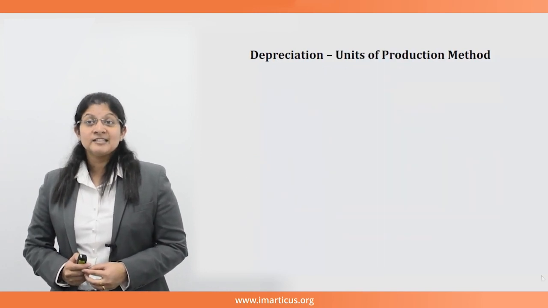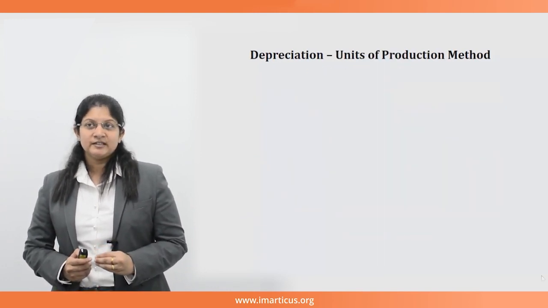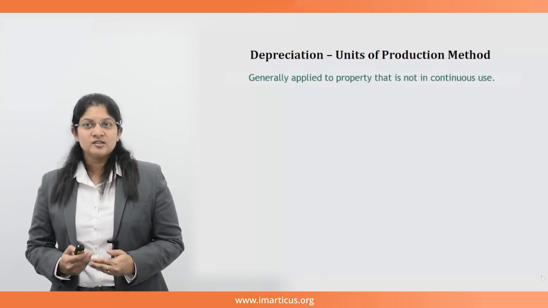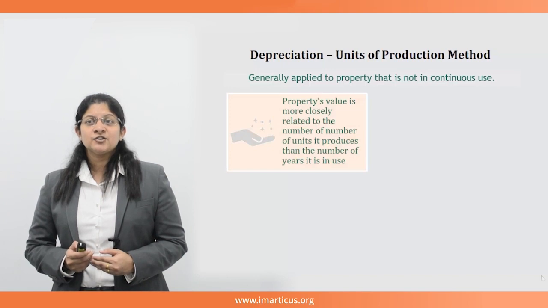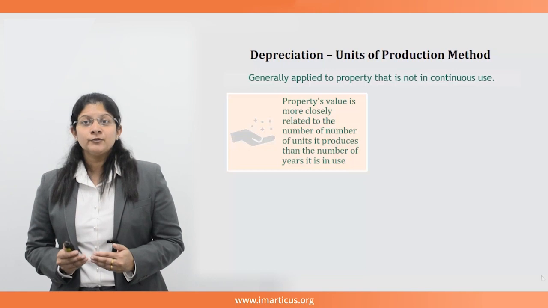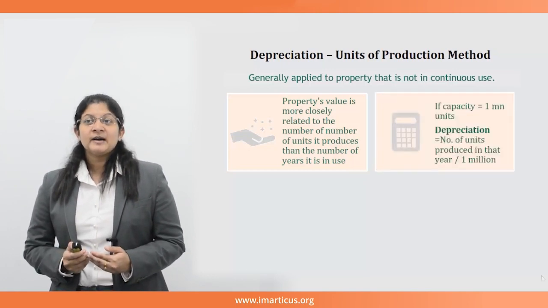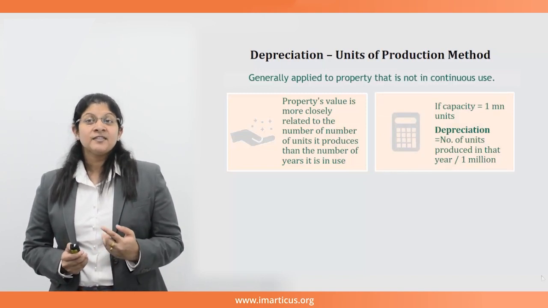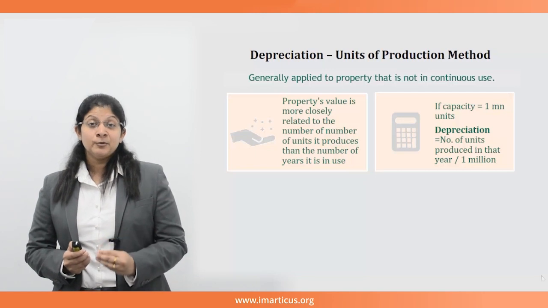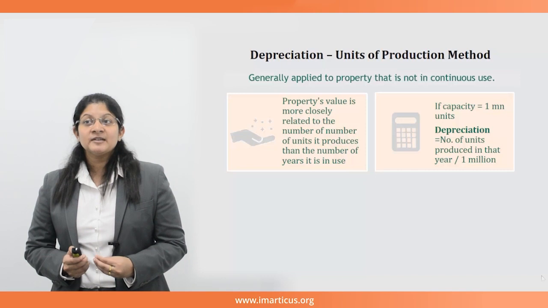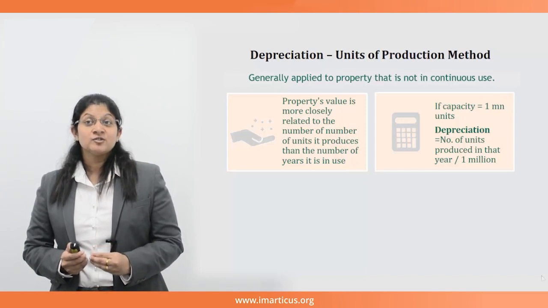Another method for calculating depreciation is the units of production method. This is generally applied to property that is not in continuous use. The units of production method is useful when the property's value is more closely related to the number of units it produces than the number of years it is in use. So if the capacity of a machine is 1 million units throughout its useful life, then the depreciation for each year would be number of units produced in that year divided by 1 million, which represents the proportion of the asset that is used in the year.